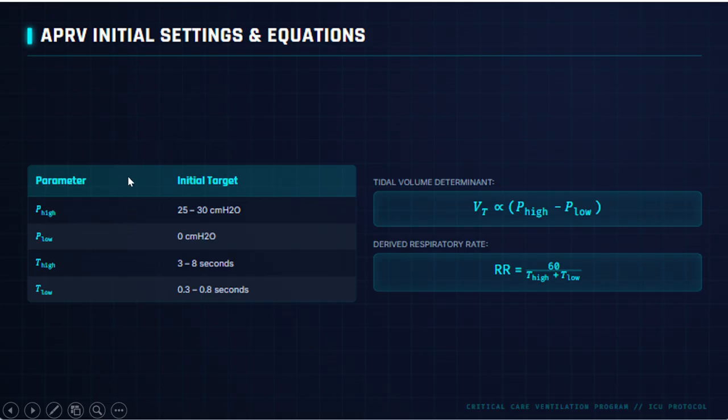How to set your parameters? Your parameters here: P high from 25 to 30 centimeters of water. P low equals 0. T high from 3 to 8 seconds. T low 0.3 to 0.8 second. So tidal volume equals P high minus P low. If you increase the P high, you increase the tidal volume. Respiratory rate is 60 over the total time, T high plus T low. In this way you can calculate the respiratory rate.